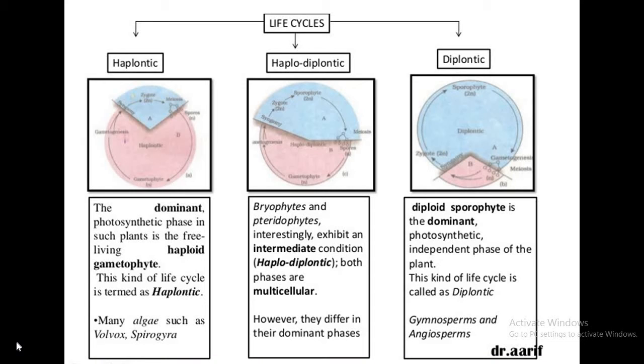Haplontic, diplontic and haplodiplontic. Now if you are facing a little bit of difficulty, children, very beautiful and well illustrated diagrams are given in your book. Just turn to page number 140. Now what is happening in a haplontic cycle, children? Just see.